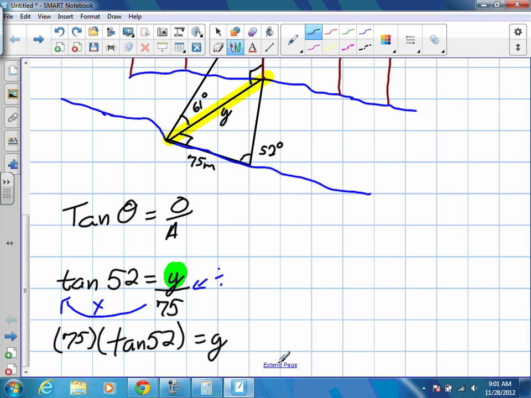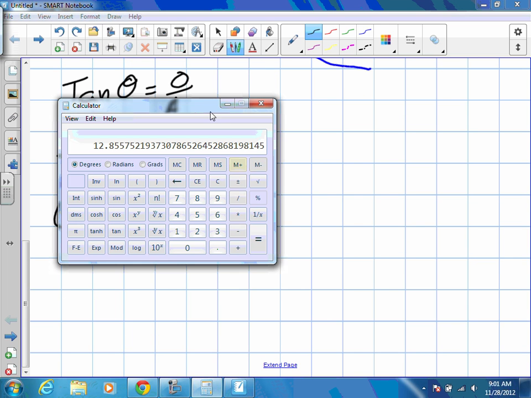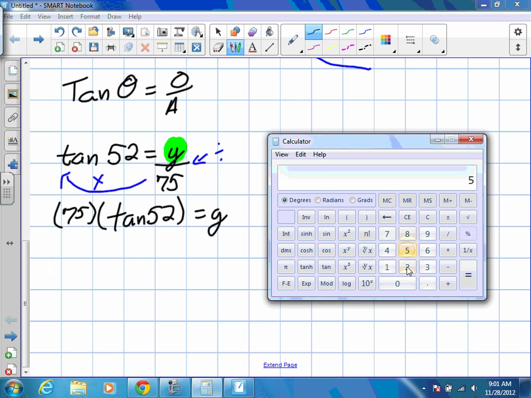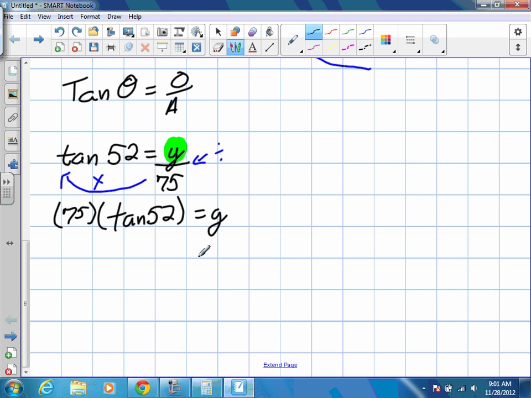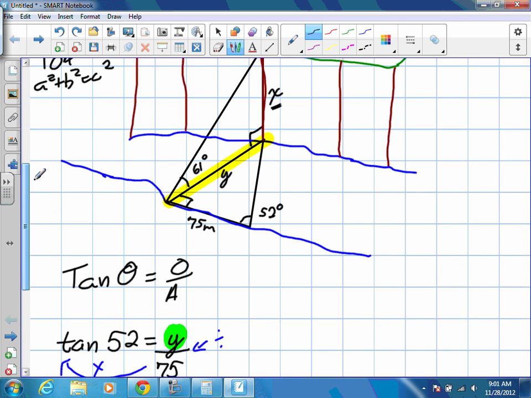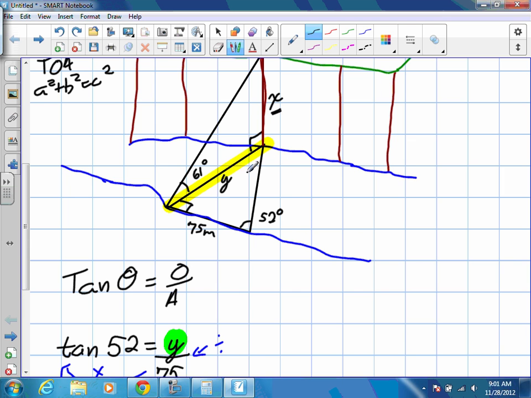We're going to plug this into our calculator. Tan 52 times 75, 95.99. Let's just go with a nice round, approximately 96 meters. Okay, so 96 meters is the width of this river. This is 96 meters. And from there, we have this part.